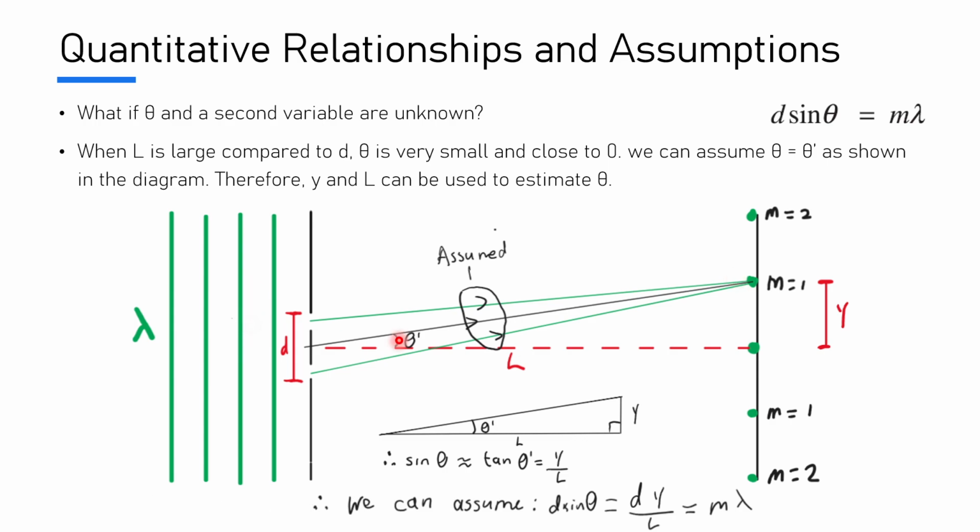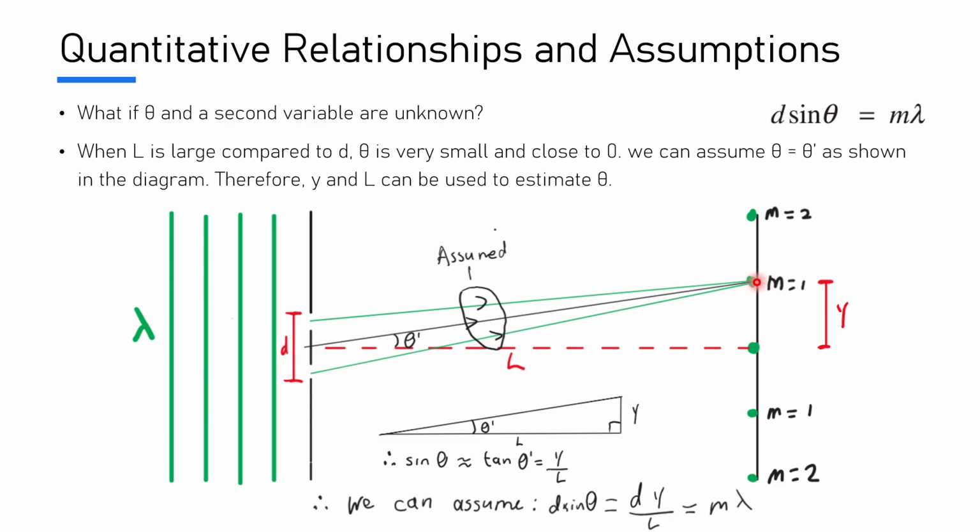So if that's the case, then we can draw out this angle here that we're going to call theta prime. And it makes essentially a right angled triangle with the horizontal distance between the slits and the viewing screen, which we call L. We've got theta prime here in the middle, and that's essentially the angle between this line and the line that goes to m equals 1.